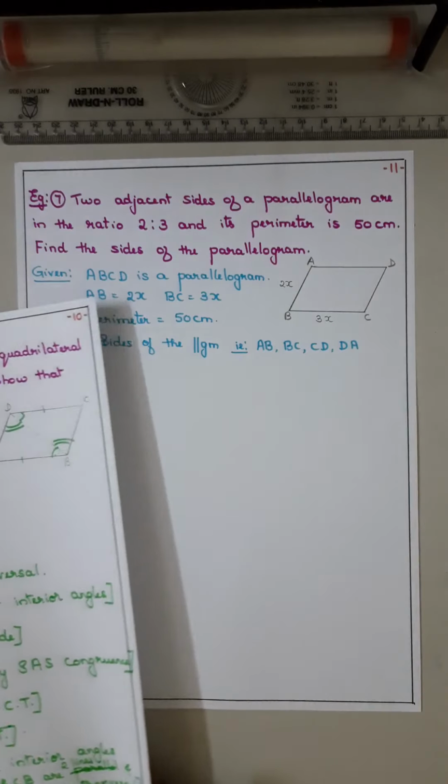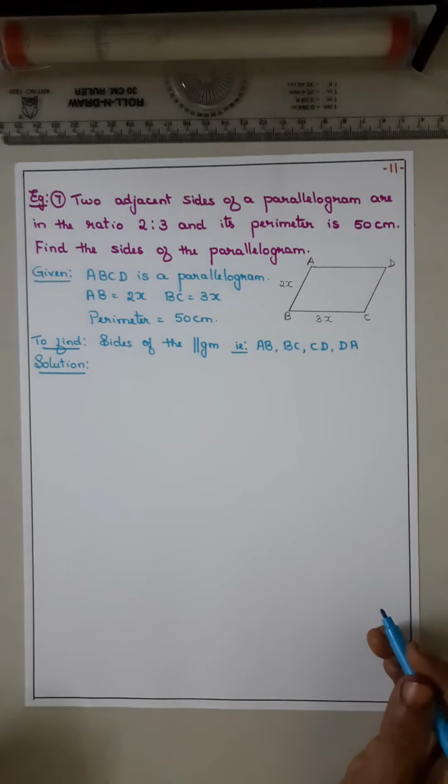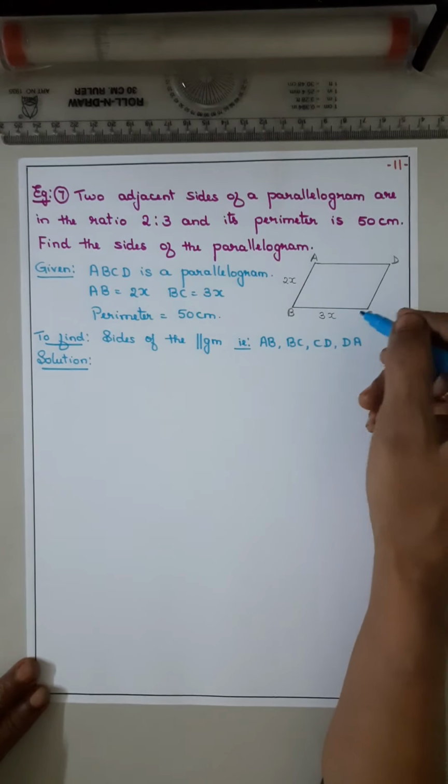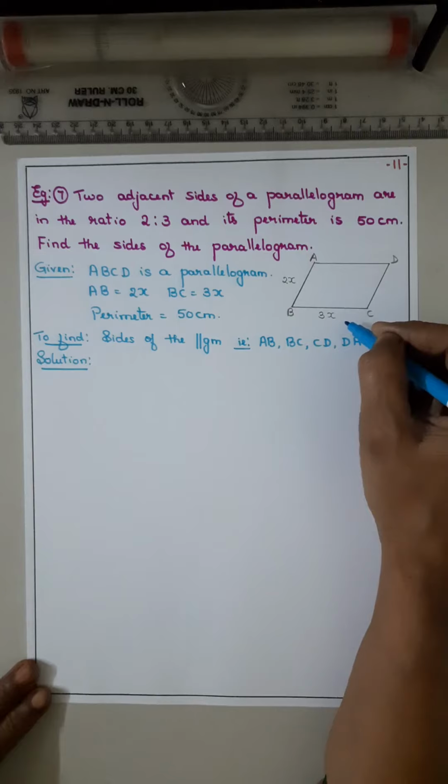Now coming to example 7. Two adjacent sides of a parallelogram are in the ratio 2:3 and its perimeter is 50 centimeter. Find the sides of the parallelogram. So draw a parallelogram. Adjacent sides means the smaller one take 2x and the bigger one 3x, since it is a ratio, take x. So this becomes 2x, this is 3x.